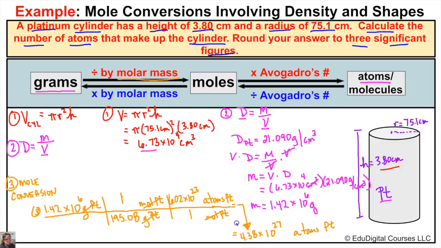So to go back to our original question, if we have a platinum cylinder that has a height of 3.80 centimeters and a radius of 75.1 centimeters, how many platinum atoms make up this cylinder here? 4.38 times 10 to the 27th.